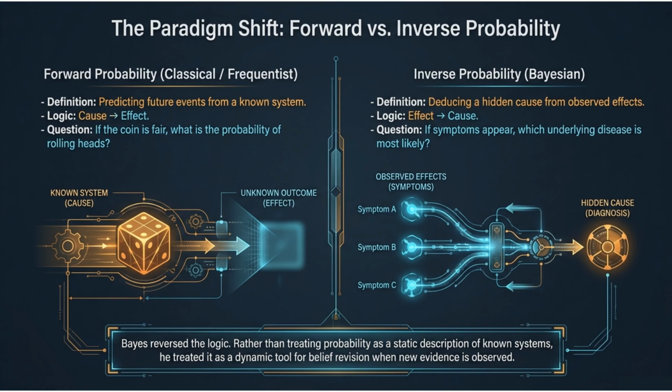The paradigm shift, forward versus inverse probability. Classical frequentist thinking runs cause to effect. If the coin is fair, what is the chance of heads? Bayesian thinking runs effect to cause. If symptoms appear, which disease is most likely? Bayes reversed the logic. Probability becomes a dynamic tool for revising belief when new evidence arrives, not a static label for known systems.